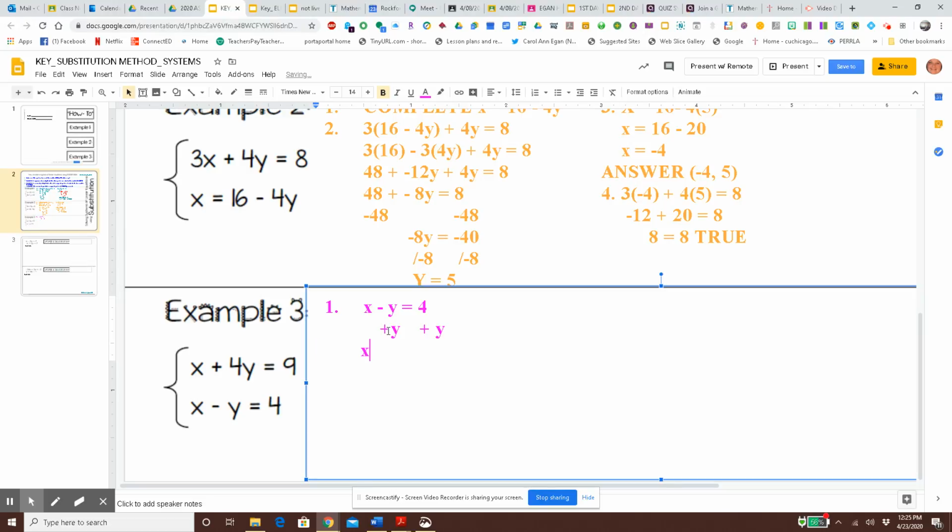So now I'm going to be left with x, negative y plus positive y cancels out, equals y plus 4. I would get in the habit of always starting with your variable terms, unless it's a subtraction. Usually you want to have the variable first followed by your fixed number. So now I know that x is equal to y plus 4. This is my expression that I'm going to use in step 2.